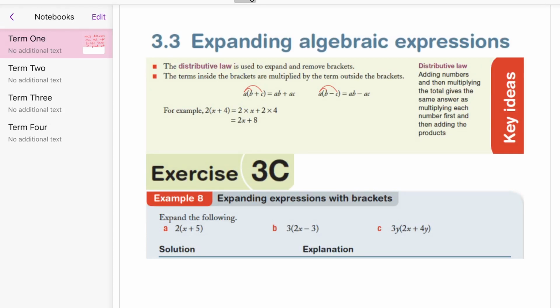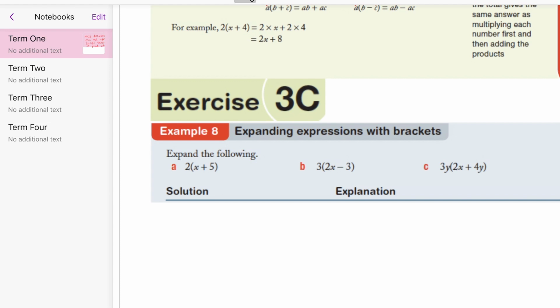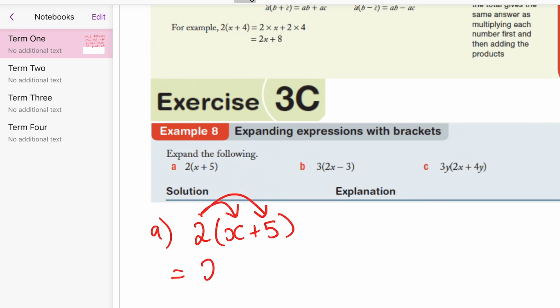Moving through onto exercise 3C. I'm just gonna tie this one up with expanding expressions. I know I did a little bit of it with you already. So when we're expanding, basically we're looking at that number outside the front of the bracket, which is doing the timesing. So 2 times x times the 5, so 2x plus 10.